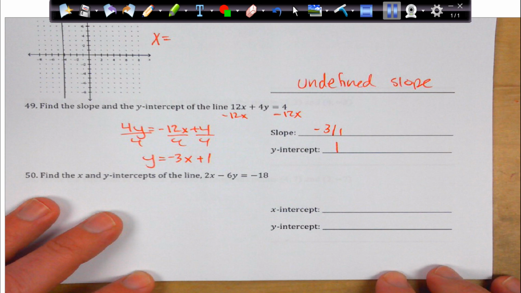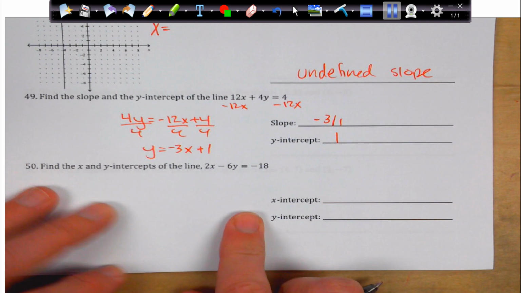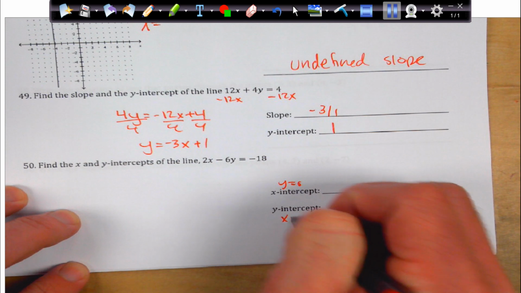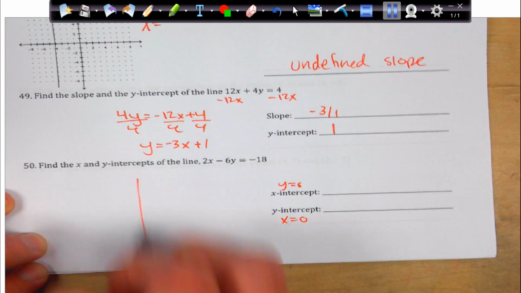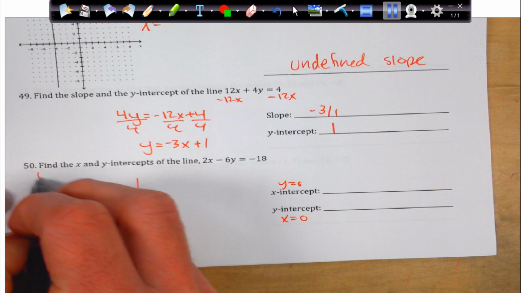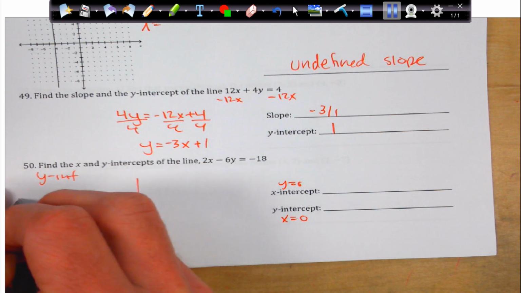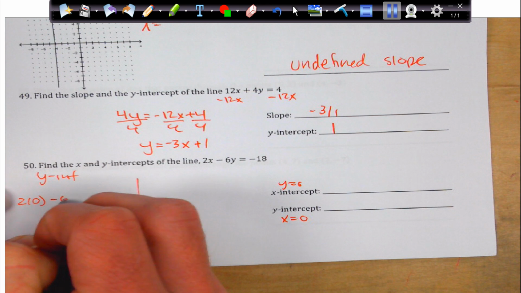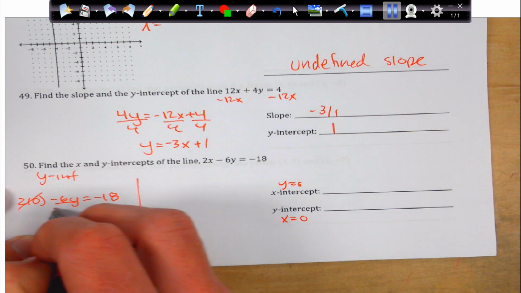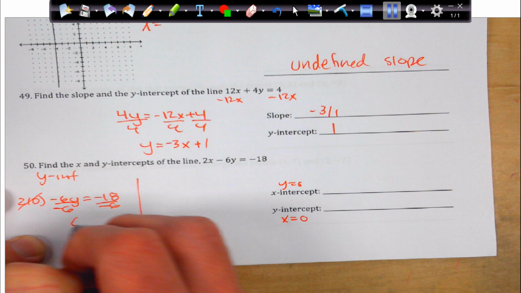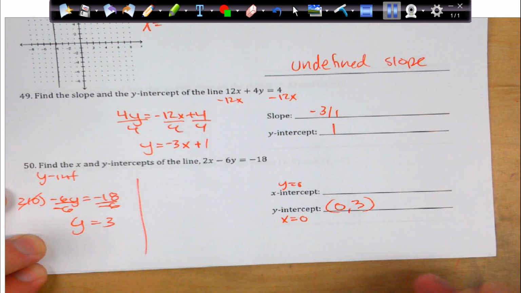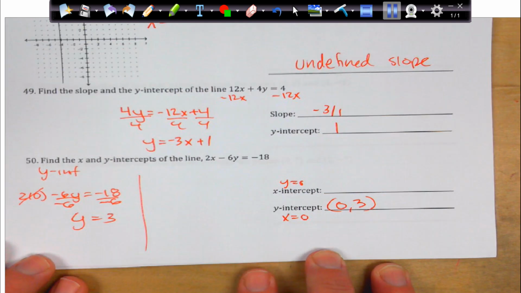And there we go. Find the x and the y-intercept. So remember, for the x-intercept, we want y equal to 0, and for the y-intercept, we want x equal to 0. So if we plug in 0 for x, we get our y-intercept. So 2 times 0 minus 6y equals negative 18. That essentially goes away. Divide by negative 6, and y equals 3. So my y-intercept is 3. My x value is 0, so I'd write it as 0, 3.